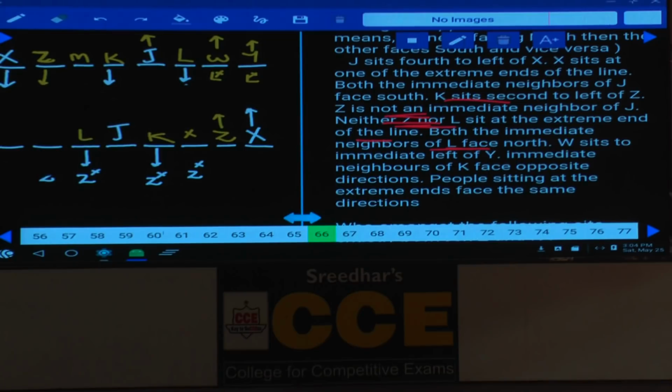Hence, tell me who are the persons facing towards north here? J is facing towards north, and the other person, the immediate neighbor of L, is also facing towards north. Done with this? Now this is the information we have.